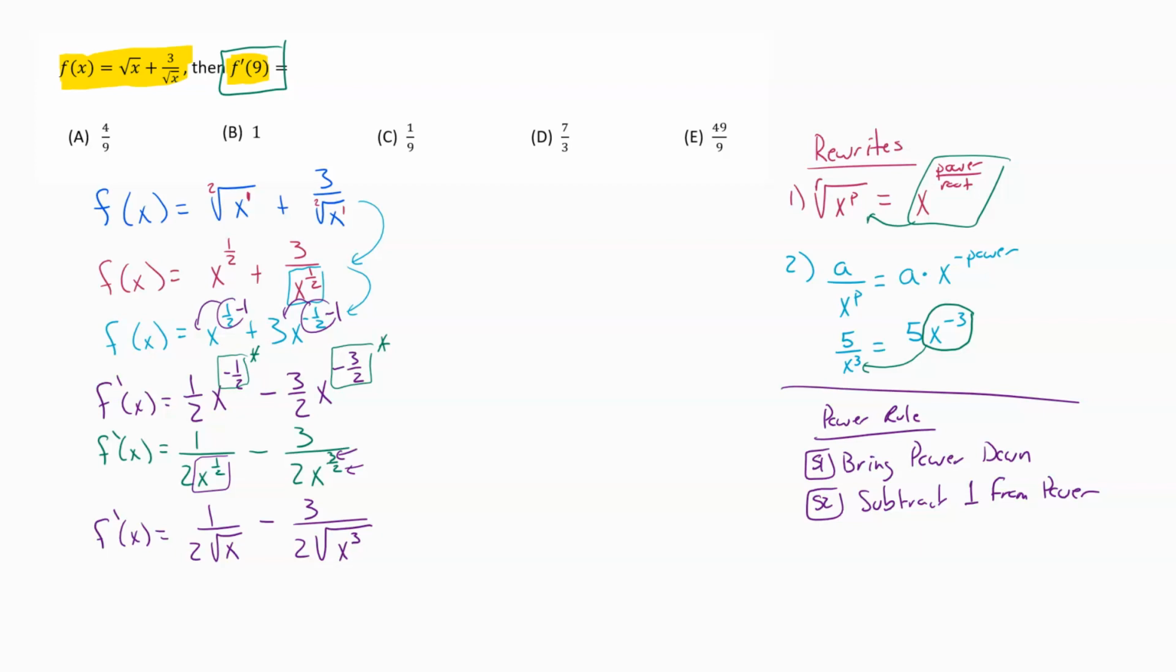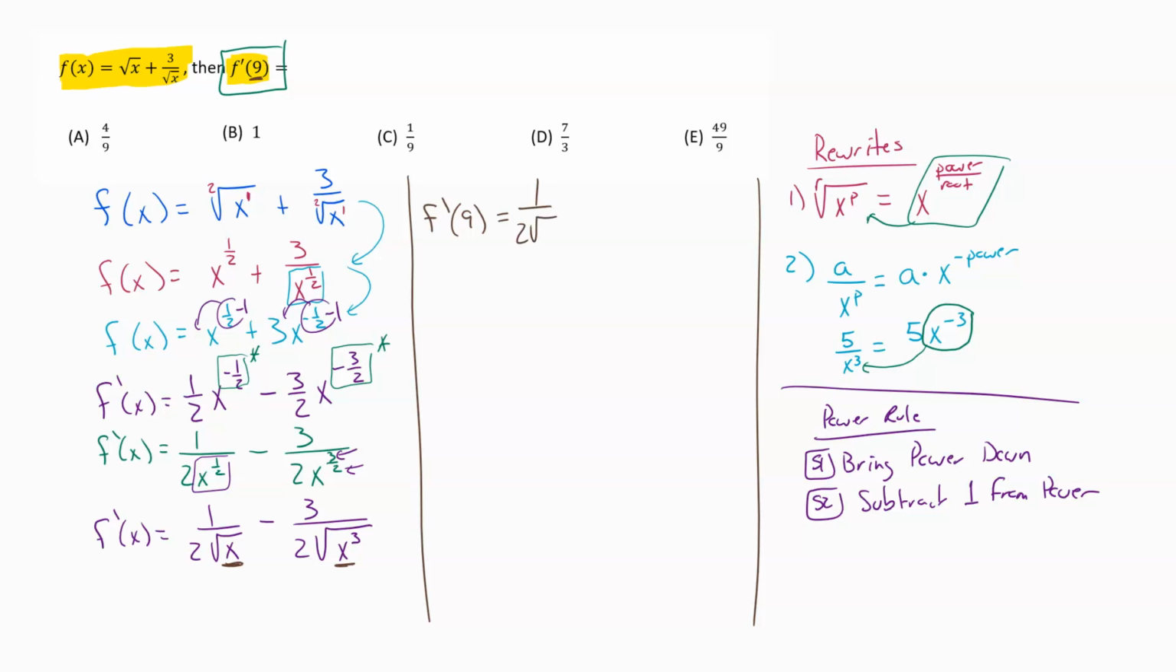And now we're going to come through and finally plug in the value that they were looking for from us here. So we have f prime, and we're going to be plugging in 9. So f prime of 9 equals, and everywhere we see an x, we're going to be plugging in our value of 9. So 1 over 2 square root of 9 minus 3 over 2 square root of, and then this would be 9 to the third.